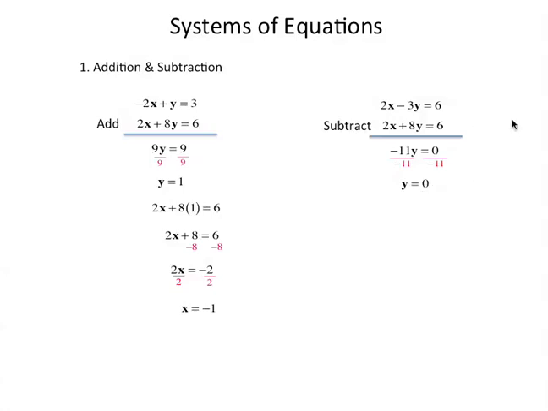So we're just going to feed that back into one of these equations. I'm going to take the top one, 2x minus 3 times 0 is equal to 6. So that gives us 2x equals 6. Divide both sides by 2, and x is equal to 3. Okay, so our solution here is x is 3 and y is 0.